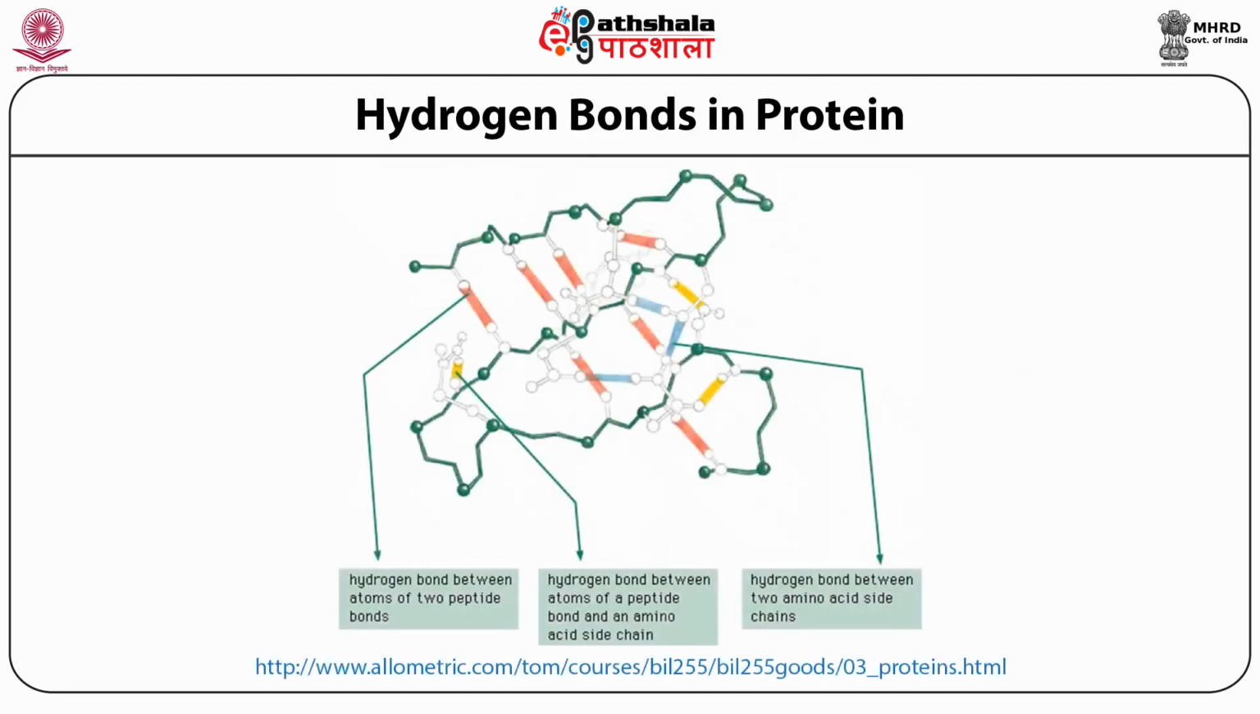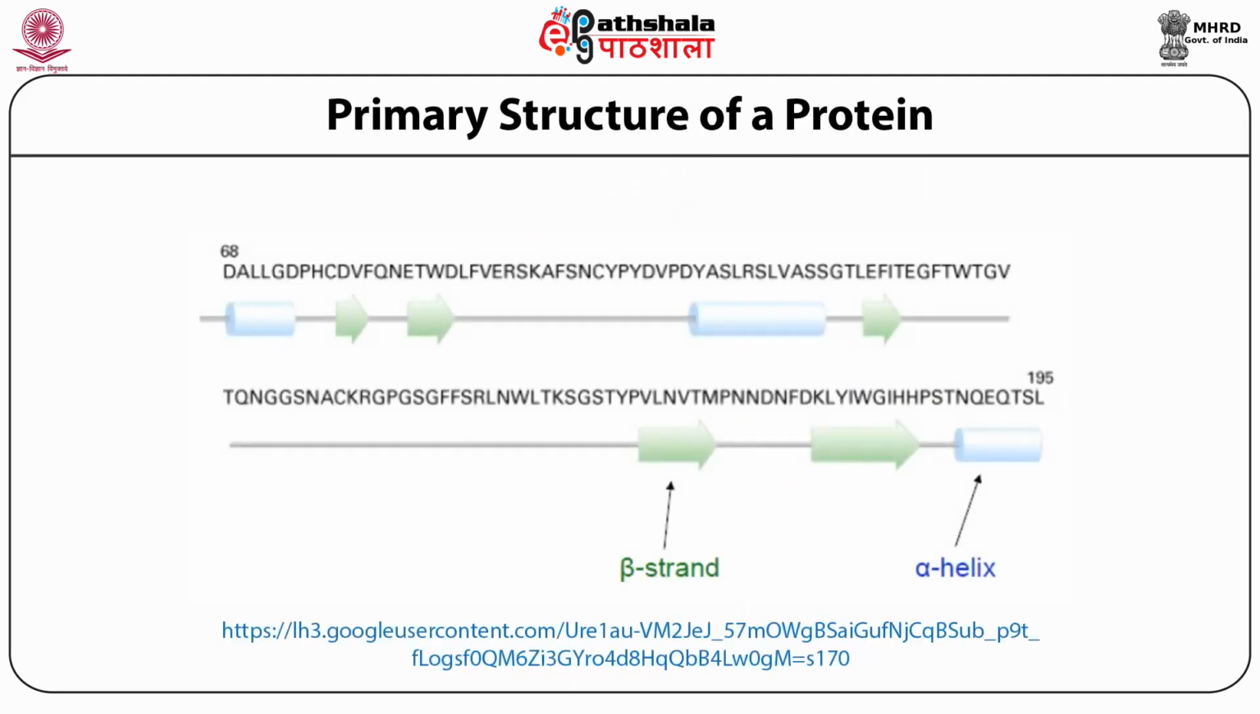Again, in the hydrogen bonds in proteins, there are three different things you can see: first, hydrogen bonds between atoms of two peptide bonds; second, hydrogen bonds between atoms of a peptide bond and an amino acid side chain; and the third one is the hydrogen bond between two amino acid side chains. So between and inside chains, hydrogen bonding plays an important and crucial role, as you can see there.